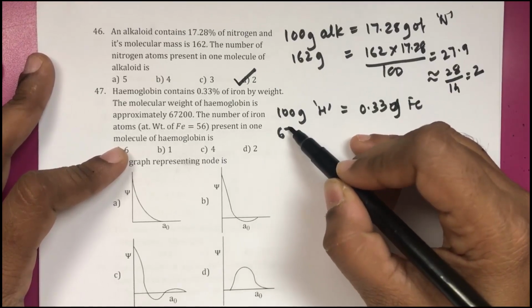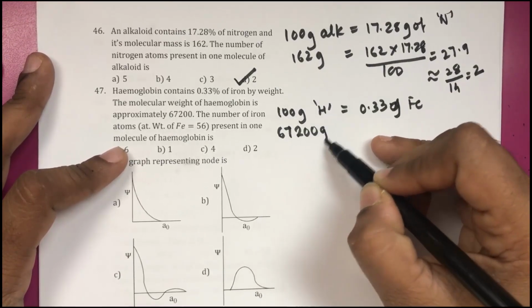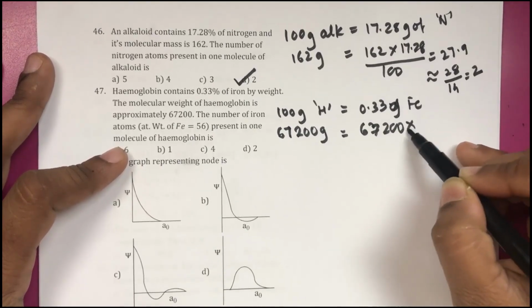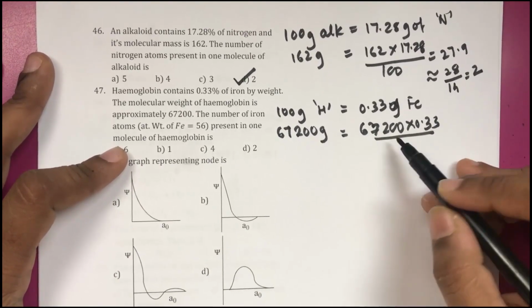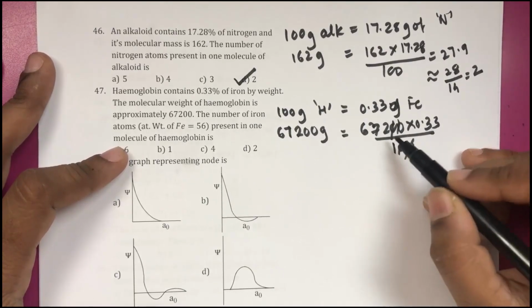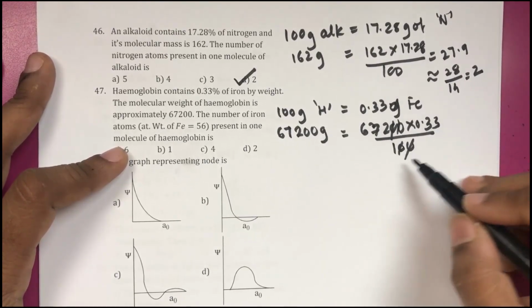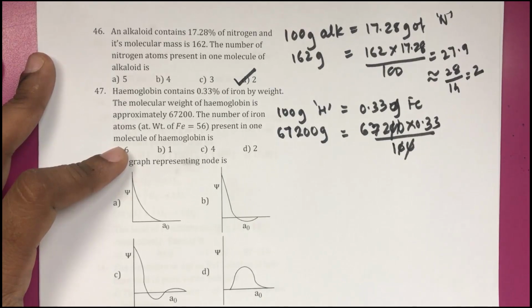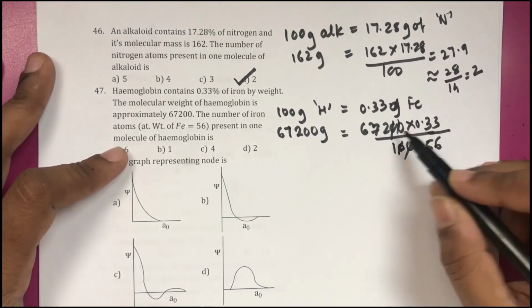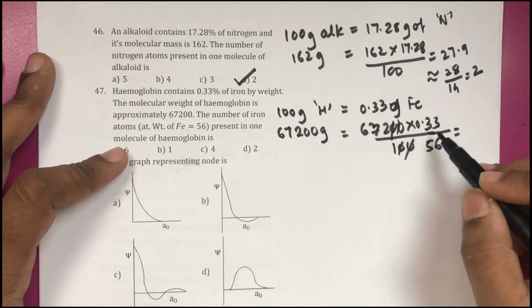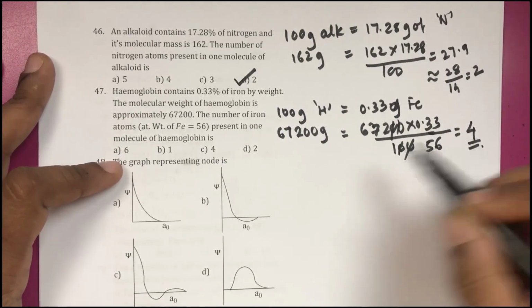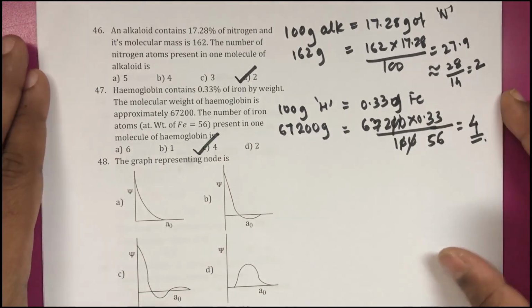Therefore, 67,200 grams of hemoglobin will contain 67,200 multiplied by 0.33 upon 100. I am keeping this as it is. This is the mass of the iron we'll get. This is divided by its atomic mass. Atomic mass of iron is 56. If we divide it, we'll get the number of atoms of the iron. So this answer comes out to be 4. Therefore the answer is option C.